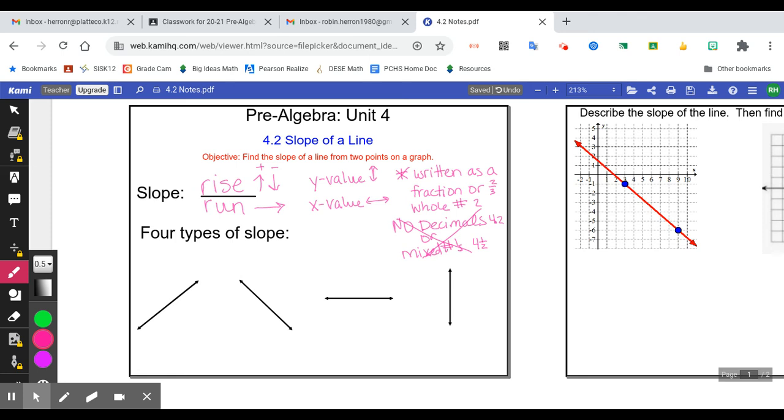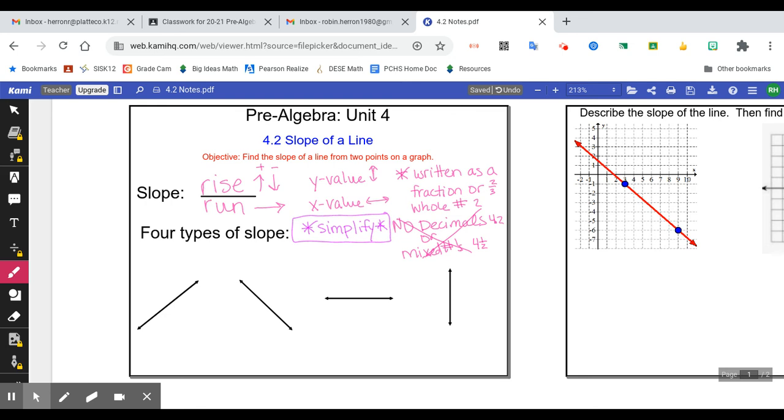So the next thing is, since it's a fraction, you must always remember to simplify your slope. You will always see it being simplified, so you need to remember to do the same thing.